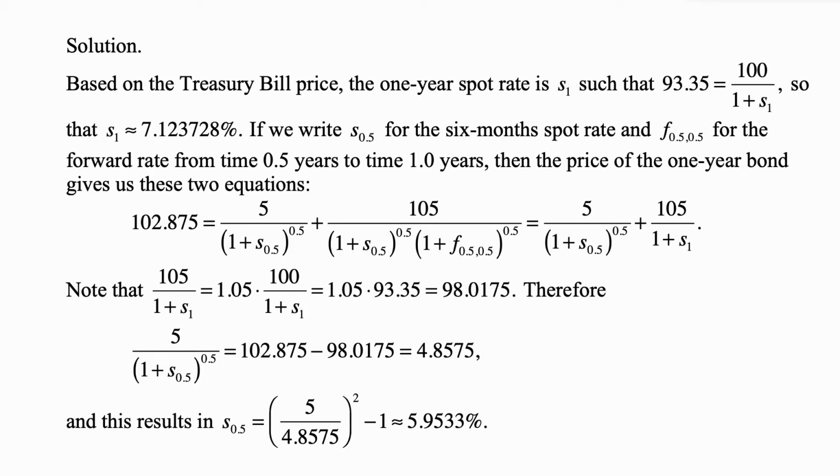4.8575. And now we can solve this for S.5, and S.5 will be equal to (5 over 4.8575) squared minus 1, and that's approximately 5.9533%.